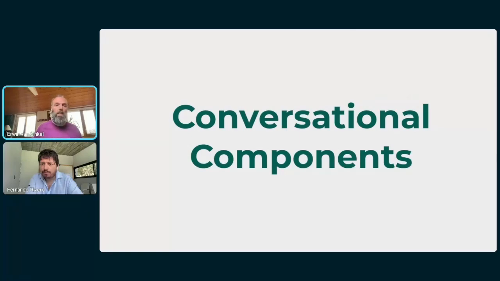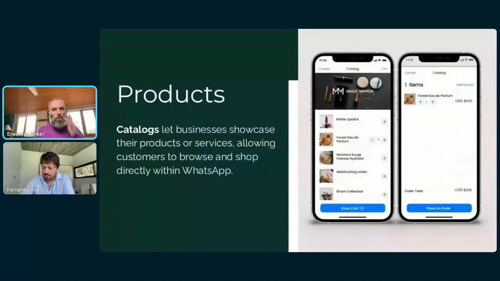Conversational components are actually the types of messages you can send. What we are used to now is sending each other a text message, and now we already have voice messages and videos, but there are a couple more coming. I'm going to go now to one of the conversational components. This is part of the WhatsApp Business API.